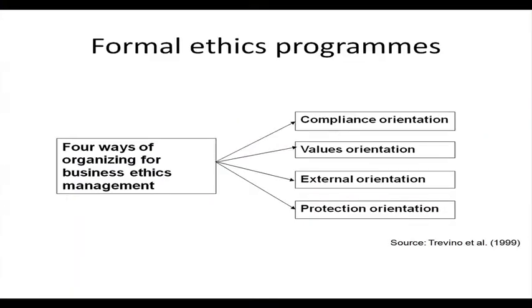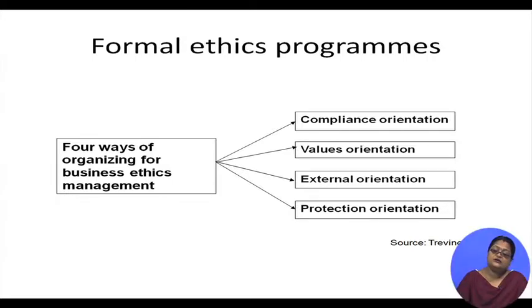In the formal ethics programs done by the organization, there are 4 ways of organizing for business ethics management. What are these 4 ways? It can be compliance orientation, values orientation, external orientation, or protection orientation.